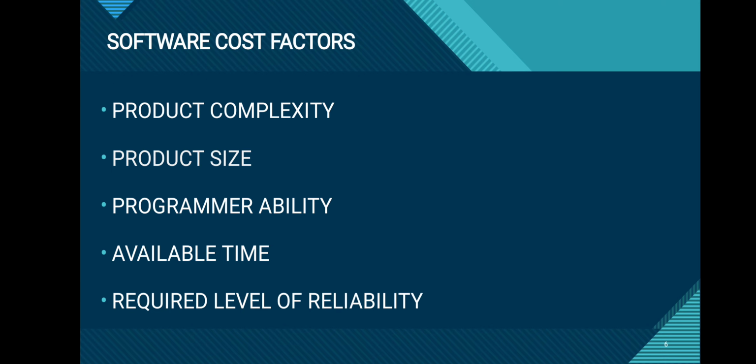to submit the project. Generally, if the development time is compressed or expanded from the optimal time, the software project requires more total effort. And the last one is the required level of reliability. The software reliability characteristics such as accuracy, robustness, consistency and completeness, when built into a software product, will require extra effort and cost. So it overall depends upon the effort and cost.